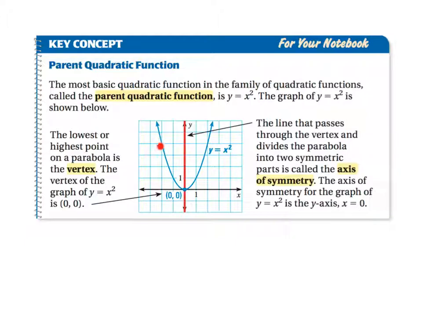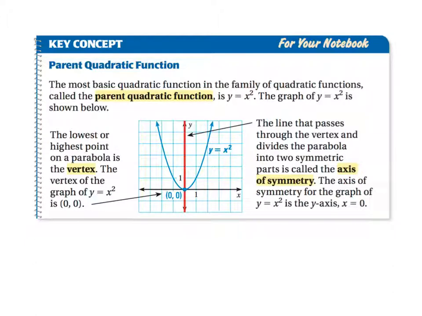And let's talk about some characteristics of these parabolas. The lowest or highest point of a parabola is called the vertex. So of the parent function y equals x squared, the vertex would be at 0, 0, the origin. The other characteristic that you need to point out is the line that passes through the vertex and divides the parabola into two symmetric parts, called the axis of symmetry.